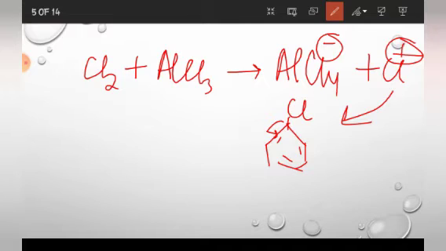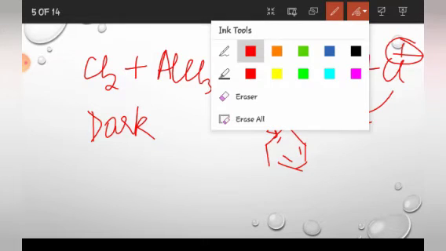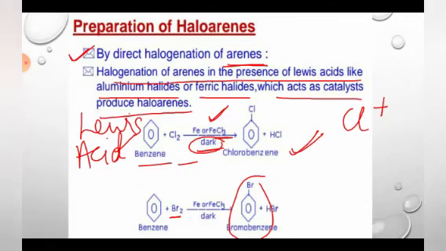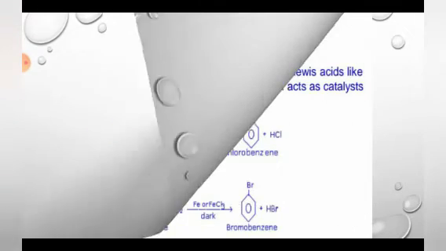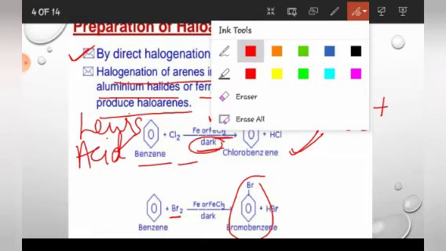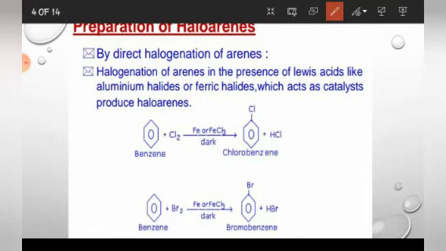Fine. Now one more thing that I told you, that this reaction takes place in dark. You need to remember this. Now if suppose there is presence of sunlight, okay, now if there is presence of sunlight, then the reaction will be different. That I will discuss further. Okay, now I hope this one is clear to you. What has happened? We have done direct halogenation of arenes. By direct halogenation of benzene, we have produced chlorobenzene and bromobenzene.